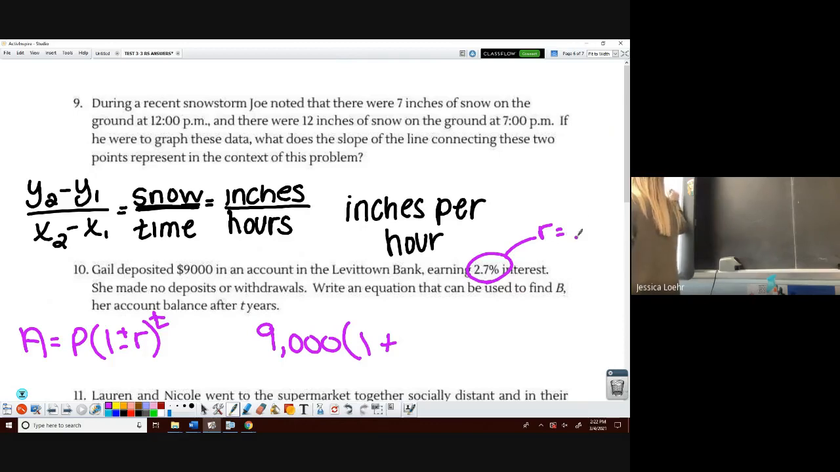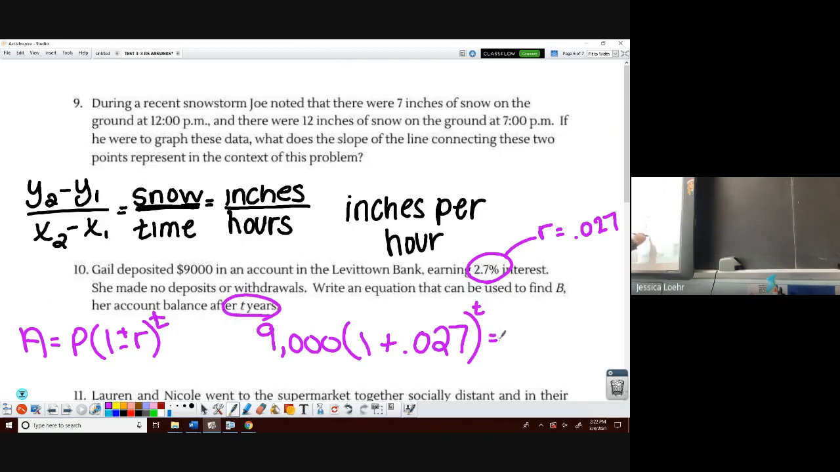What is it? 0.027, good. 2.7 as a percent is 0.027. Again, you could divide by 100 in your calculator. And then it's not telling you how much time, it's just telling you T years. So we're leaving T. And all of that is going to be equal to her account balance, which is B. And again, you don't have to plug anything in. You can just leave it as the equation.